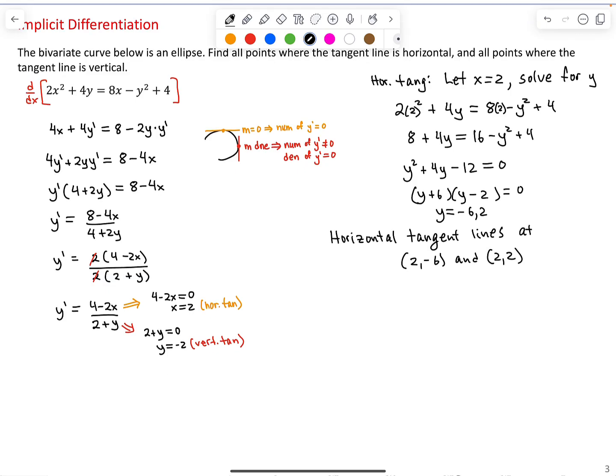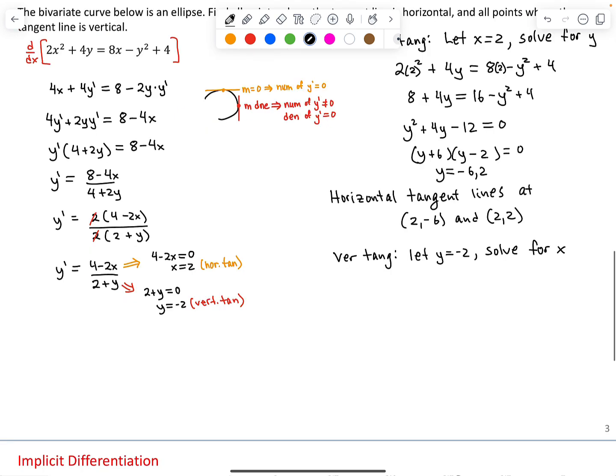Now for the vertical tangents, we're going to let y be negative 2 and solve for x. And again, we're looking at the original equation. So we have 2x squared plus 4 times y, and y is negative 2, so we have minus 8, is equal to 8 times x minus y squared. We'll square the negative 2, we get 4, so we say minus 4, and we have plus 4. The 4's will cancel, the 8x I'll subtract over, and I'll divide everything by 2, because I see everything is even, giving us this equation. This time, our equation does not factor, so we have to use the quadratic formula.